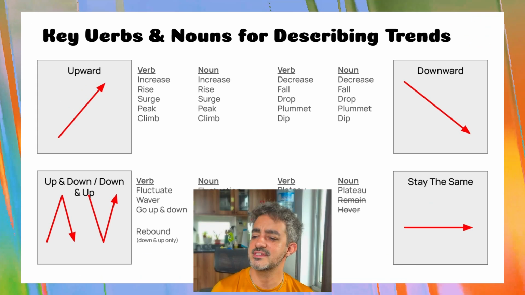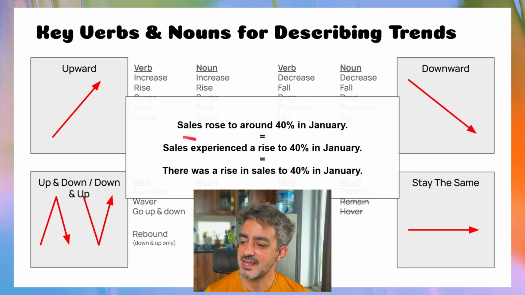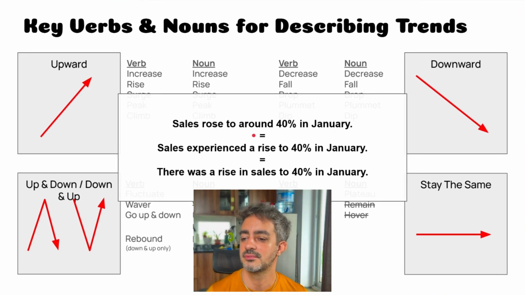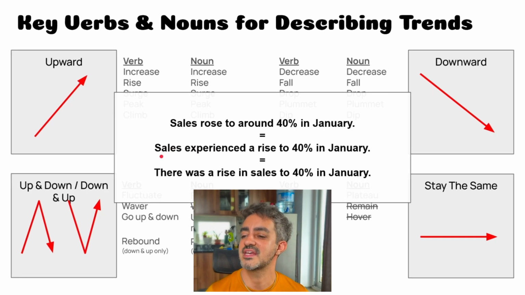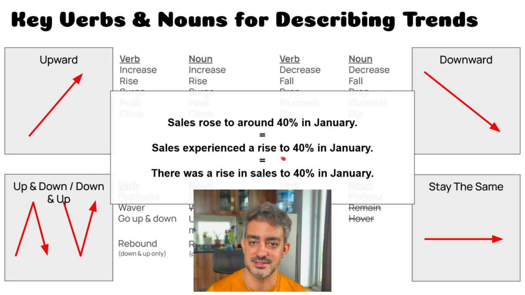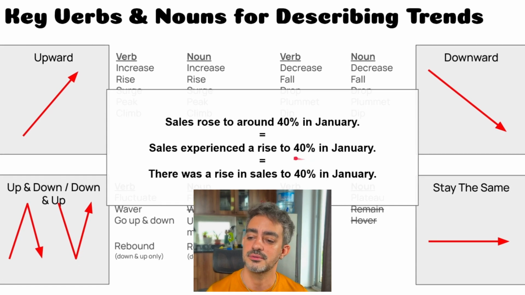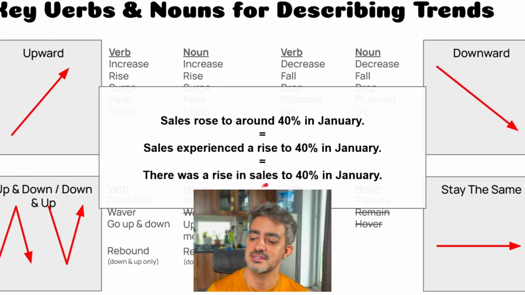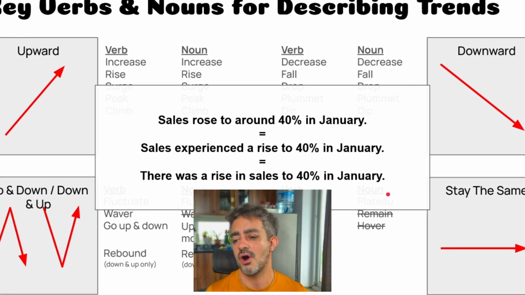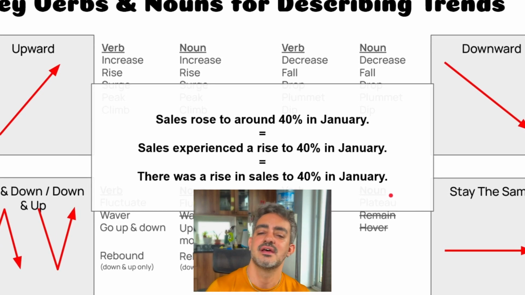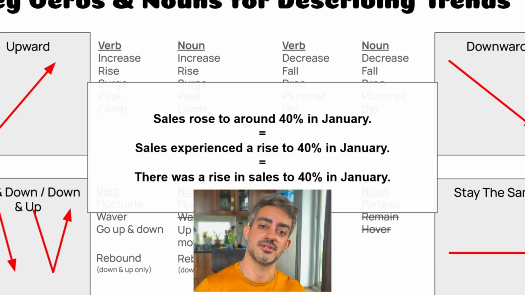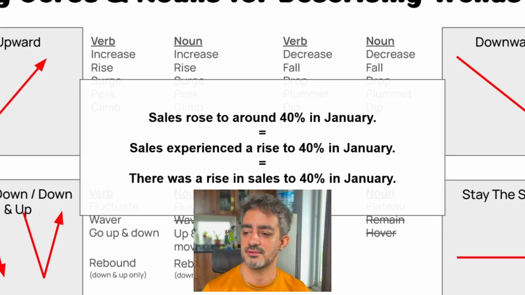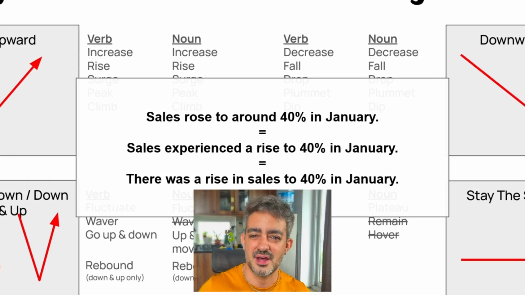So how can we use these? You could write something like sales rose to around 40% in January. They rose to a number. Or you could say sales experienced a rise to 40% in January. That's also the same meaning. Or you could say there was a rise in sales to 40% in January. All 3 of these have the same meaning, but it gives you a little more flexibility when you're writing so that you show more range.